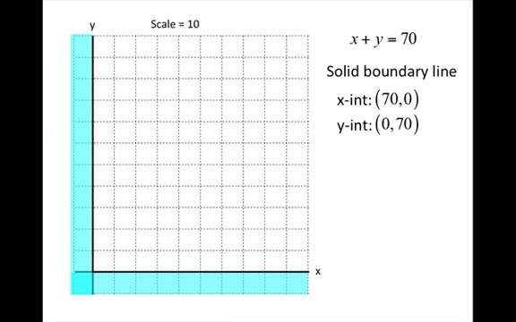Then for the next boundary line, I have the intercepts 70, 0 and 0, 70. On my graph, I'm going to use a scale of 10. So for 70, 0, I go over 7 places. And for 0, 70 on the y-axis, I go up 7 places. And I'm going to draw a solid boundary line through these and label that line 1.